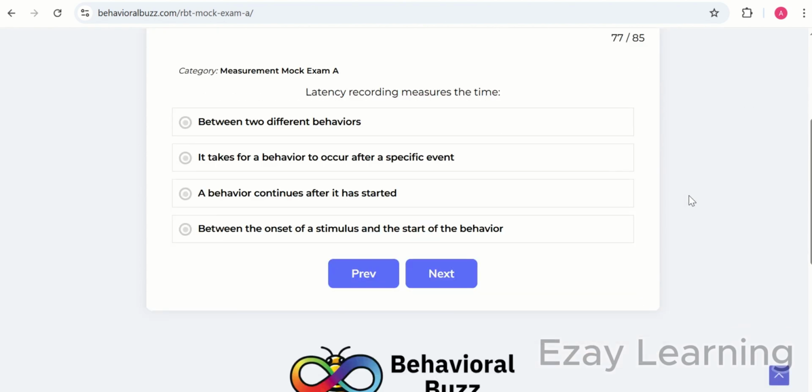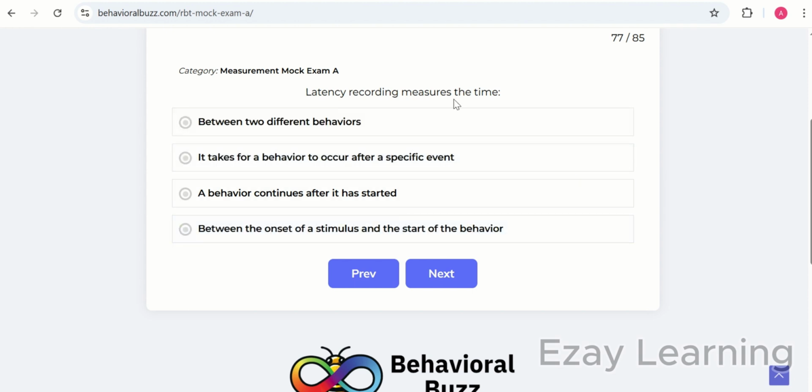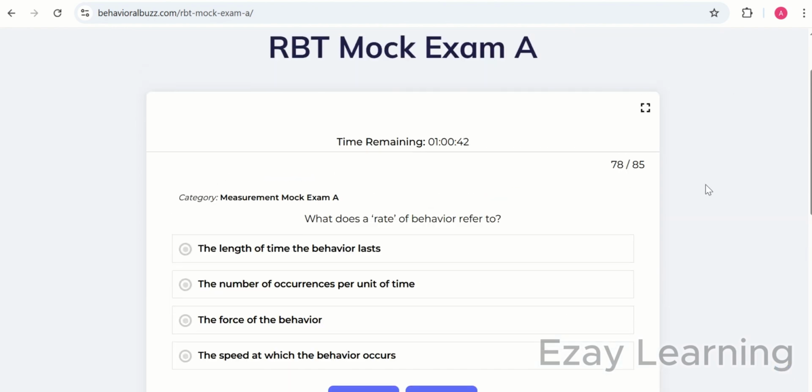Latency recording measures the time it takes for a behavior to occur after a stimulus. Latency is when you have given any instruction or command and the time starts, and when the command is being followed, that time would be the latency. So basically it is the time between the onset of a stimulus and the start of a behavior.